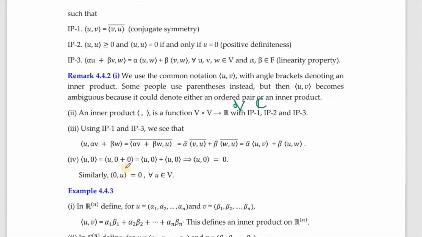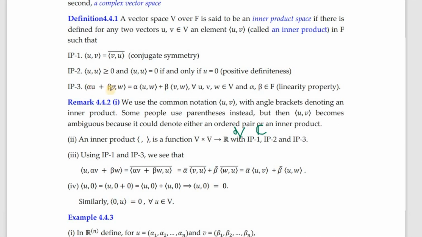Now suppose, instead of having this linear expression in the first place, we have it in the second place, then what should that be? When alpha is in the second place and comes out, it will come out as conjugate alpha, and beta, when it comes out, will come out as beta conjugate. How could this happen? Consider this inner product of u with alpha v plus beta w.